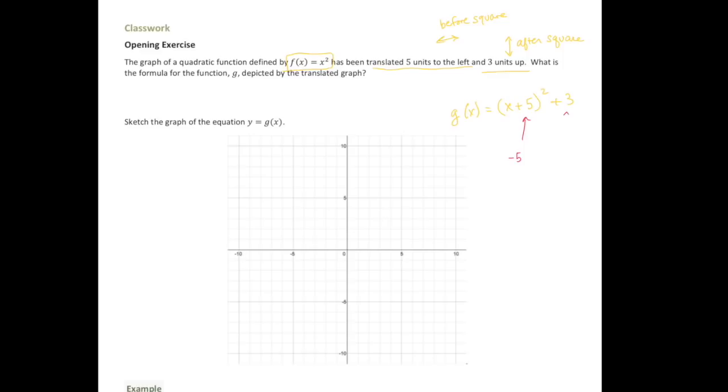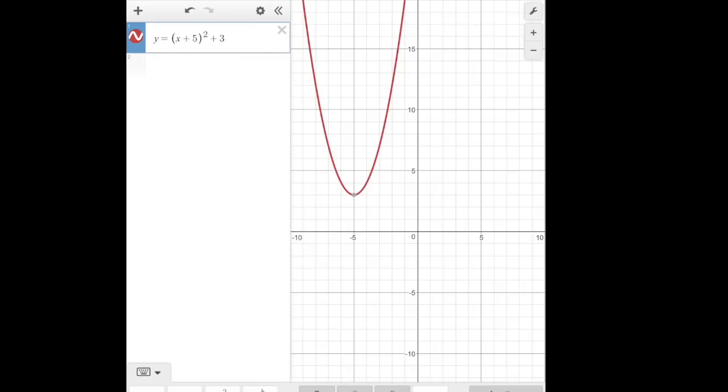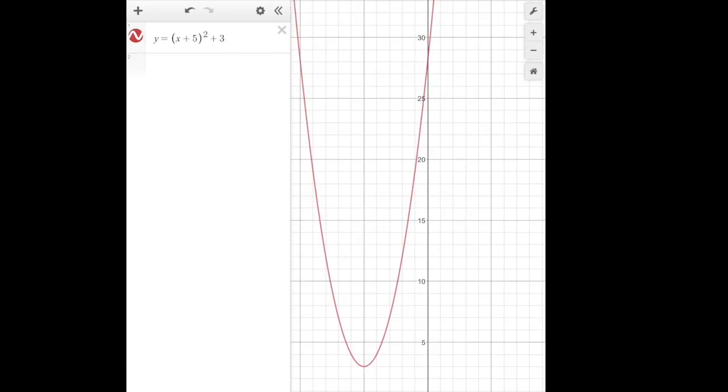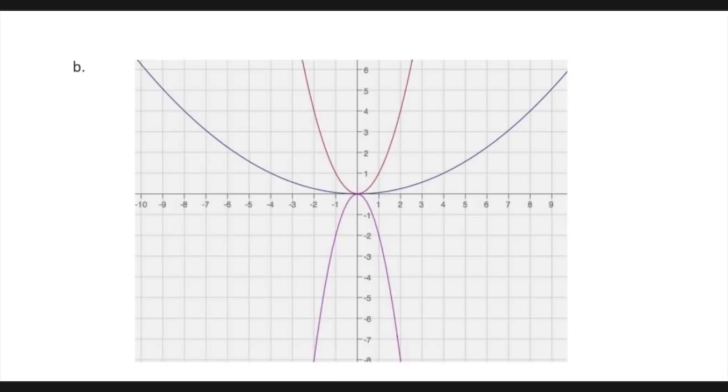And then from here, we can get the vertex, if we wanted to graph it, which is the opposite of that number. And here you have it if you need it graphed. This particular one does not have x-intercepts because my vertex is going to be above the x-axis.